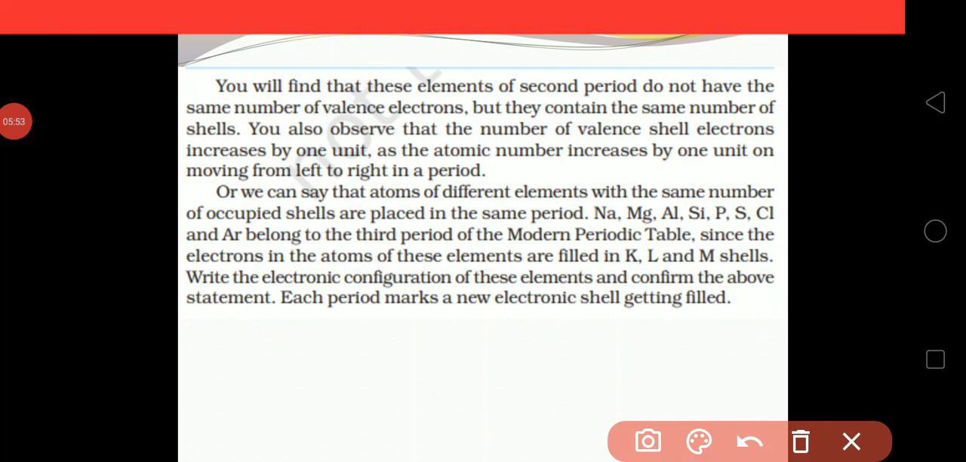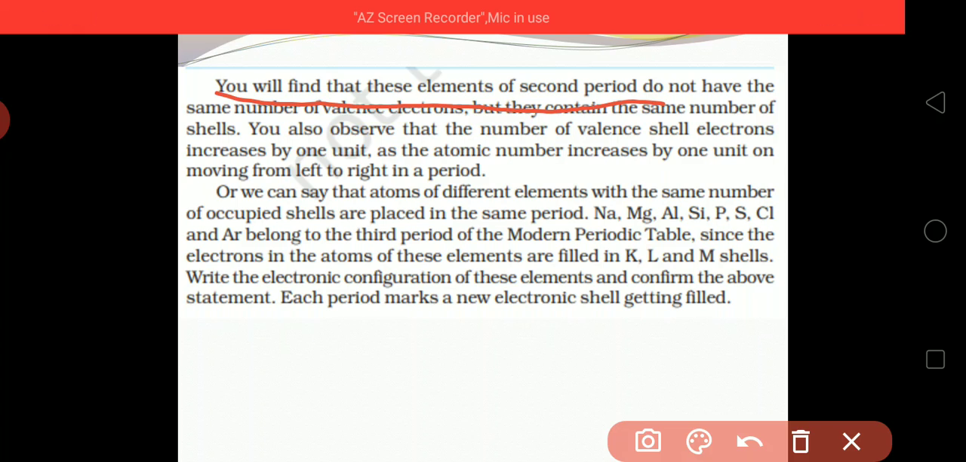You will find that these elements of the second period do not have the same number of valence electrons, but they contain the same number of shells. The elements present in the second period do not have the same number of valence electrons, but they have the same number of shells, whether K shell, L shell, M shell or N shell. So the number of shells will be the same.